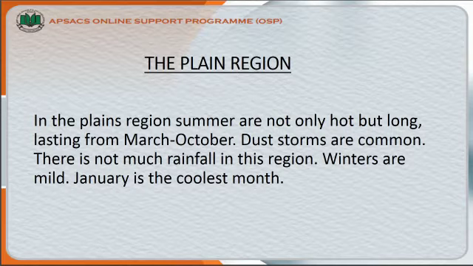People usually stop outdoor work during the hottest part of the day. There is not much rainfall in this region. Farmers have to irrigate their crops. Winters are mild with temperatures ranging from 10 degrees centigrade to 21 degrees centigrade. January is the coldest month.